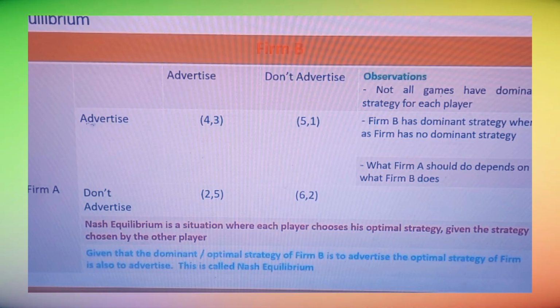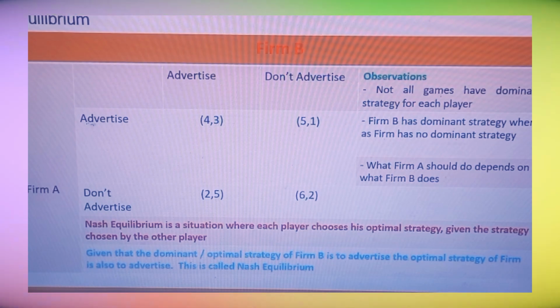So what do we mean by Nash equilibrium? Nash equilibrium is a situation where one competitor chooses his optimal strategy given the strategy chosen by the other competitor. Since firm B has a dominant strategy, which is to advertise, the strategy chosen by firm A is naturally to advertise as well, because the alternative left to firm A is to advertise only. So in these circumstances, the Nash equilibrium for firm A is to advertise.